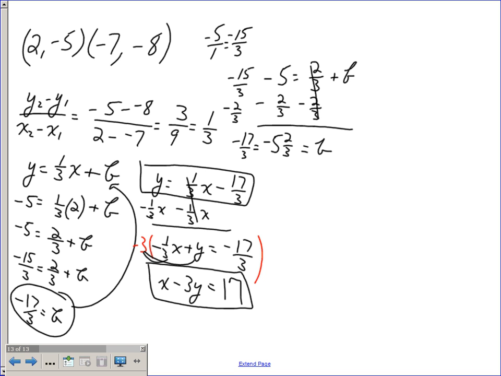Can you tell me one more time why we multiply by -3? Because I want to clear the fractions. I want to get rid of these 3's in these fractions, because in standard form, remember, they can't have fractions. I want to get rid of them, so I'm going to multiply by a common denominator.